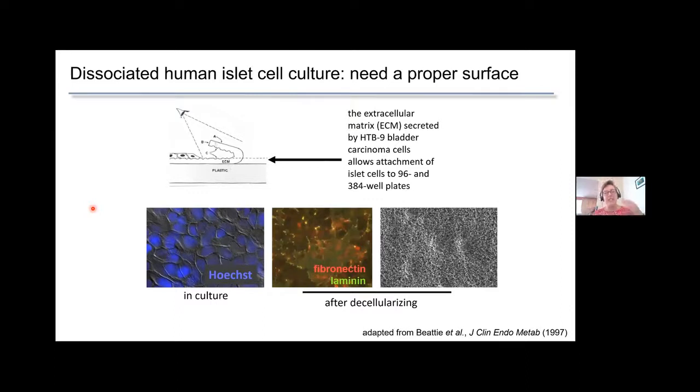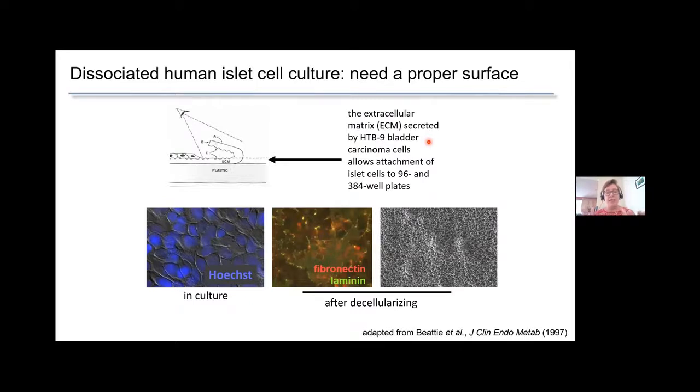And so we needed to take a step back and look through the literature to understand, well, what's been done. And what we found is that over 20 years ago, actually, Alberto Hayek's group at UCSD had done this kind of analysis and comparison of the different substrate types for culturing human islets. And what they found was that this cell line, HTB9, is a human bladder carcinoma cell line. And the extracellular matrix that it secretes onto the plastic dishes is ideal for attachment of human islet cells for preservation of glucose responsiveness and insulin secretion.